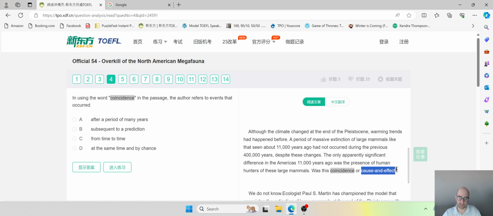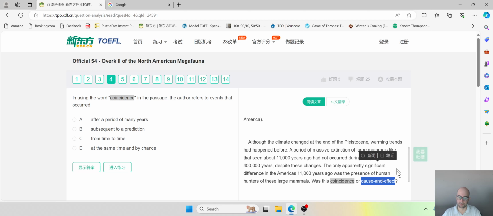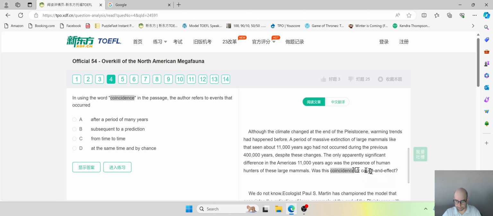We know that cause and effect means something's determined. Something caused something to come about, right? But look at this word. So was this blank or cause and effect? So coincidence, even if you don't know what coincidence means, you should realize it's the opposite of cause and effect. So if something's the opposite of cause and effect, it's probably by chance, by luck, maybe it's an accident, right? So think of those words.